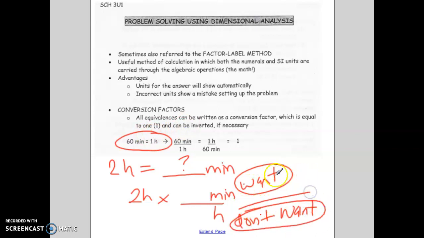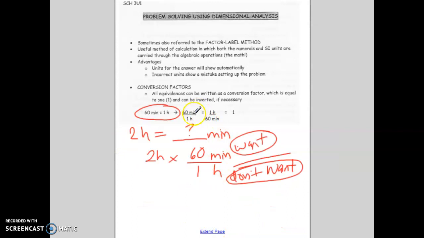So the unit we want has to be on top. The unit we don't want has to be in the denominator. I'll show you what I mean by that. If we do 60 minutes over 1 hour, we're taking our conversion, and the calculation would work out to be, let me just get rid of this to clean this up here.